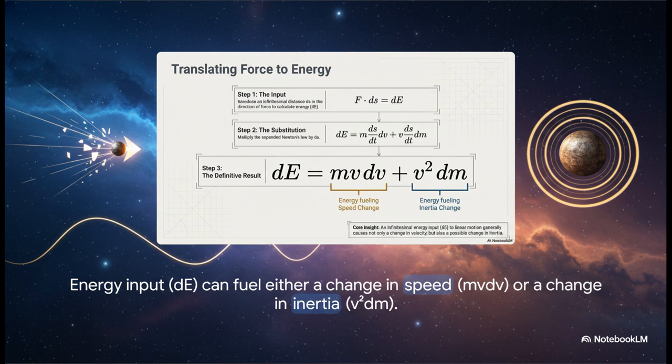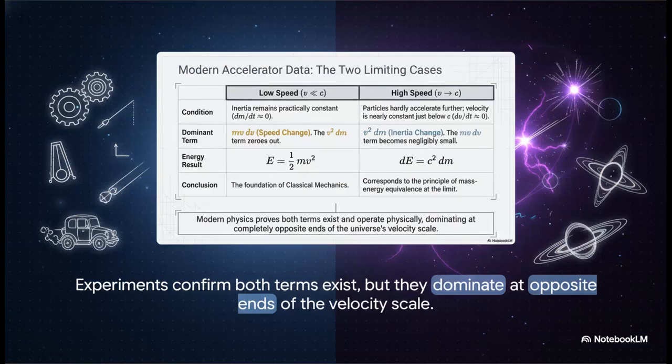When you pump energy, dE, into a system, it has to go somewhere. It can go into the first bucket, mv dv, and make the object go faster, or it can go into the second bucket, v² dm, and increase the object's inertia, its mass. It's the same two terms, just a different way of looking at them. And would you look at that? Here's what the experiments actually find.